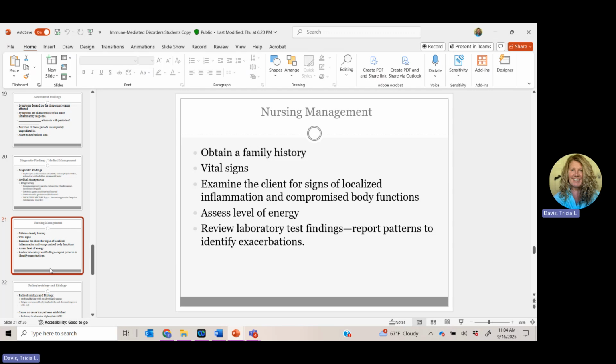Of course, we're going to be looking at vital signs. We're going to be definitely examining the patient to see, can we visually see any signs of localized inflammation? Are they having issues walking? Are they having joint complaints? Like, are they having trouble with their ankles and their knees and their wrists and their shoulders? That could be like a rheumatoid arthritis. And then we want to assess their energy level, because these autoimmune disorders can be extremely debilitating. And then, of course, we're going to look at our laboratory findings, and we're going to be looking at that ESR rate to determine if they're exhibiting high levels of inflammation in the body.